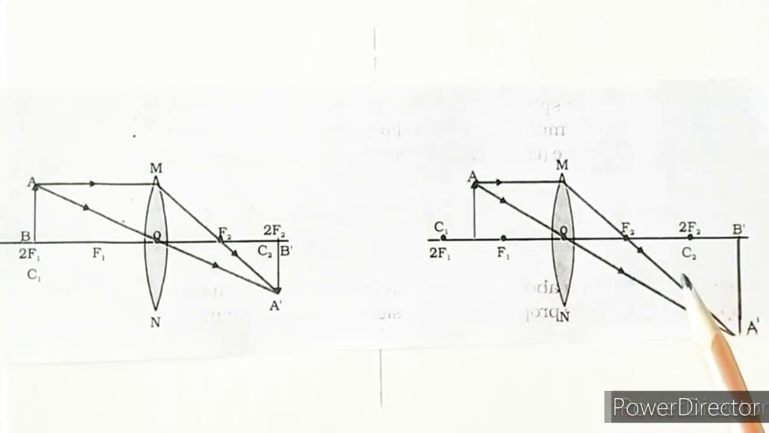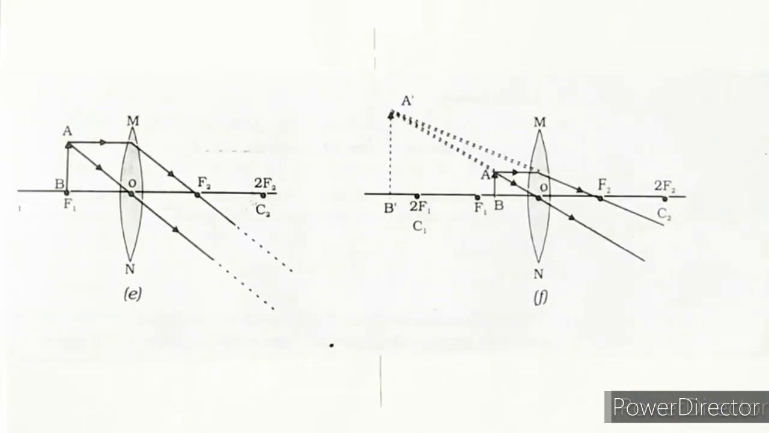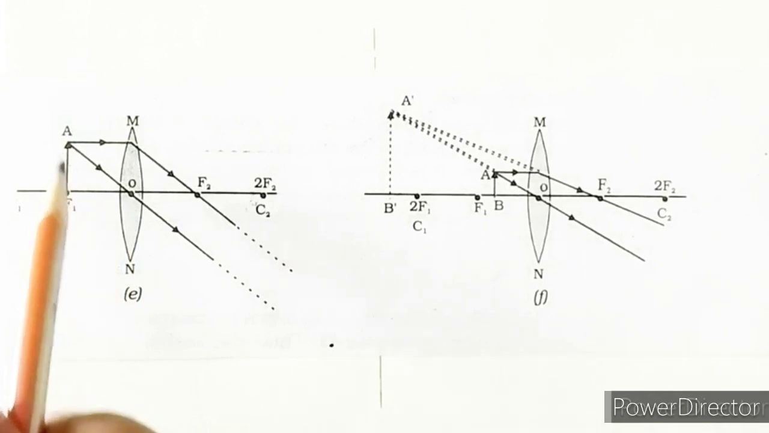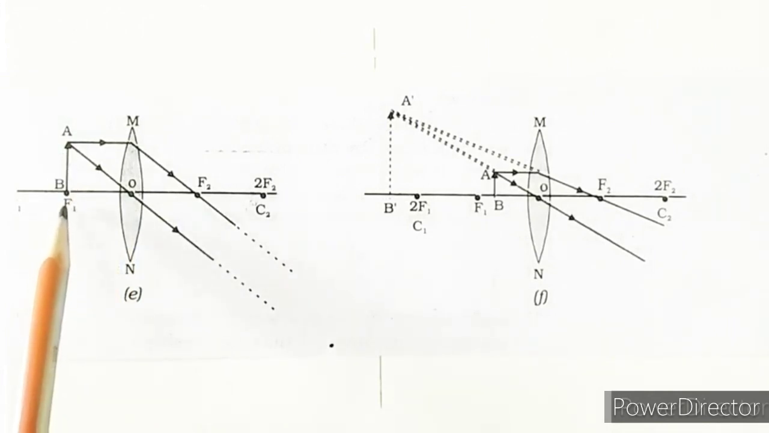And what is the nature? It's on the other side. So it's called a real image, and real images are always inverted. Now this one is very important when the object is kept at F1.